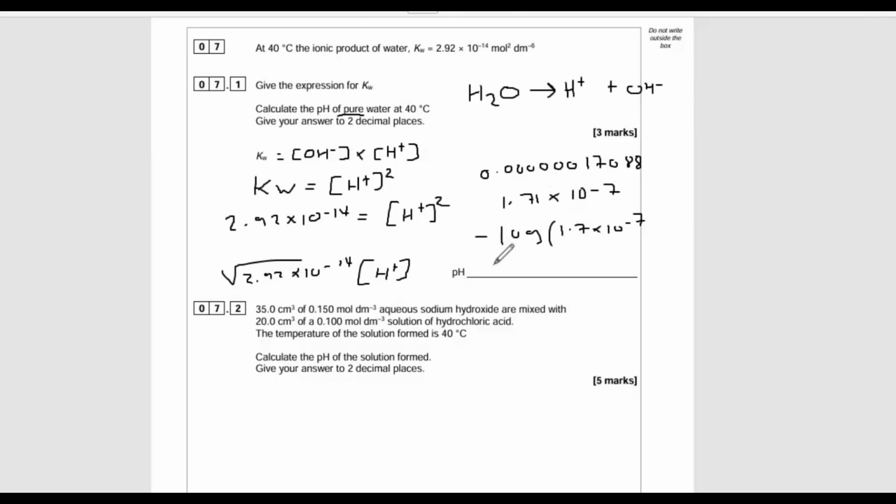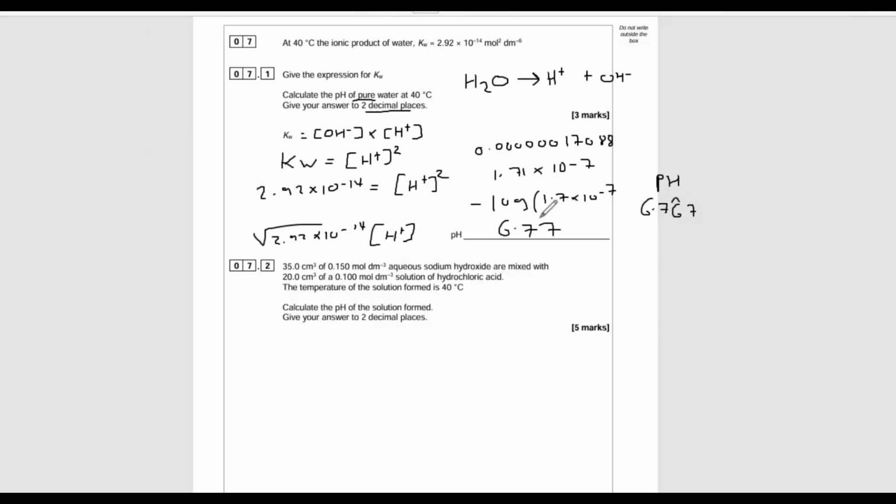When I do minus log of the answer, I get 6.767. We want 2 dp, so I'm going to round that to 6.77. There you go. Let's put some marks in there.